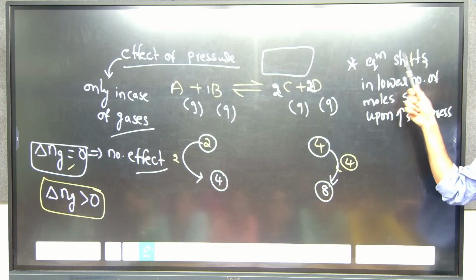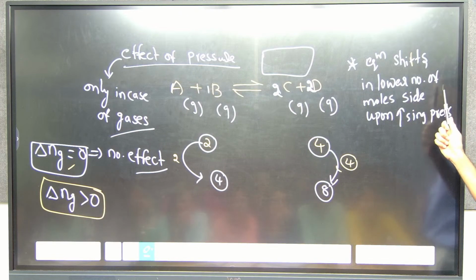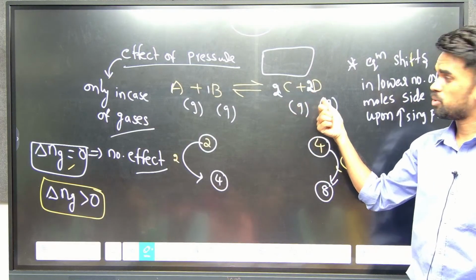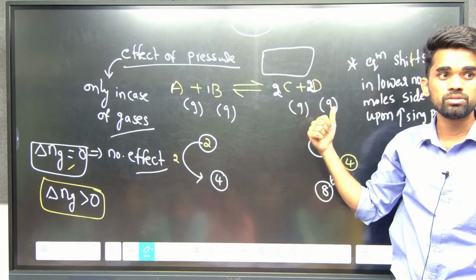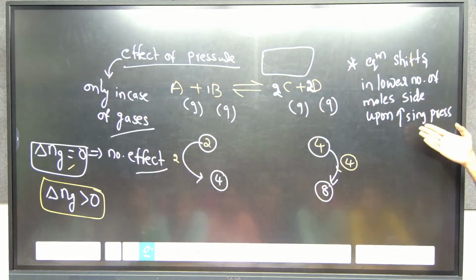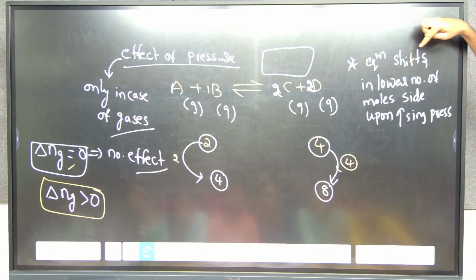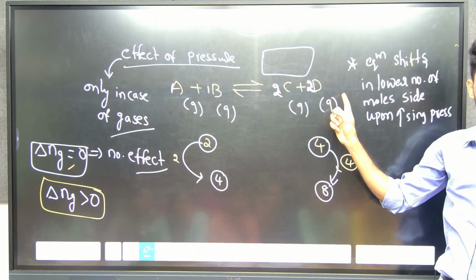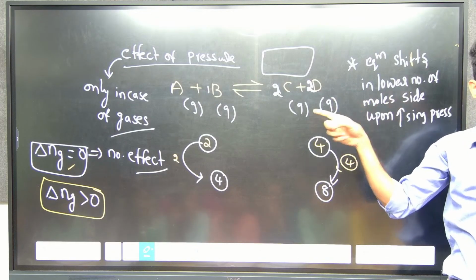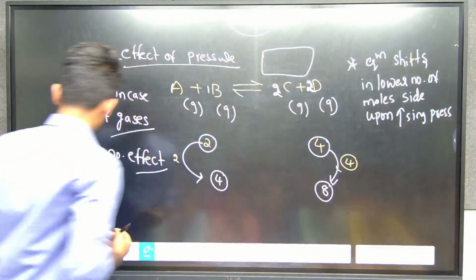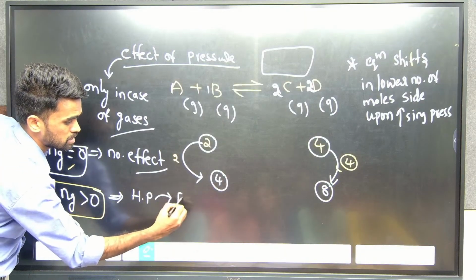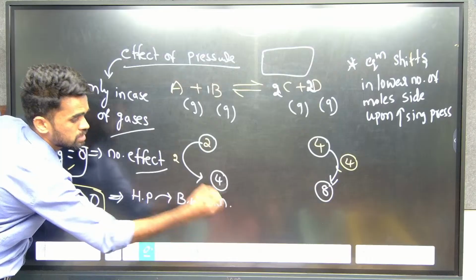What I am saying, equilibrium shifts to the lower number of moles side upon increasing pressure. So where do we have more number of moles? Product side. If you increase the pressure, which side will it move? Read this statement once again. Equilibrium shifts to the lower number of moles side upon increasing pressure. Product side has more moles, no? Then equilibrium should move to the reactant side. So delta Ng greater than 0 means high pressure favors the backward reaction or backward side.